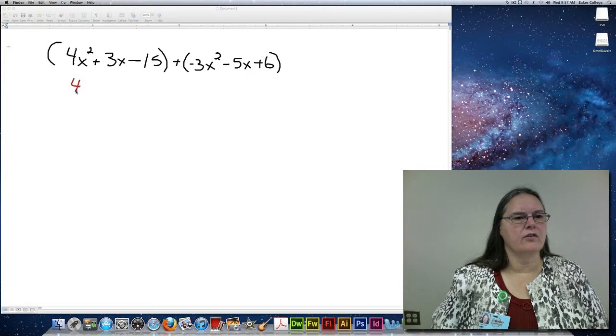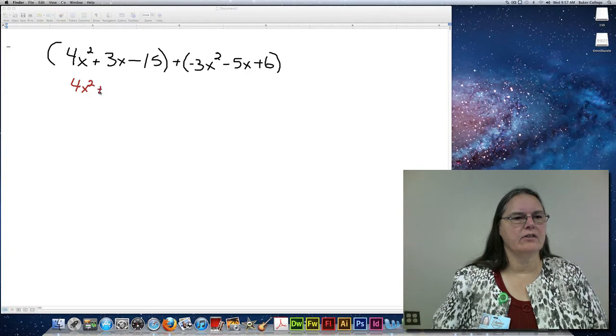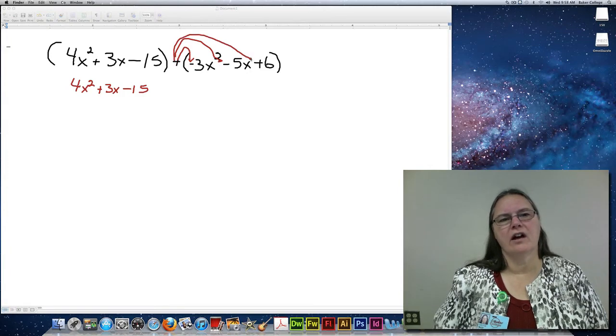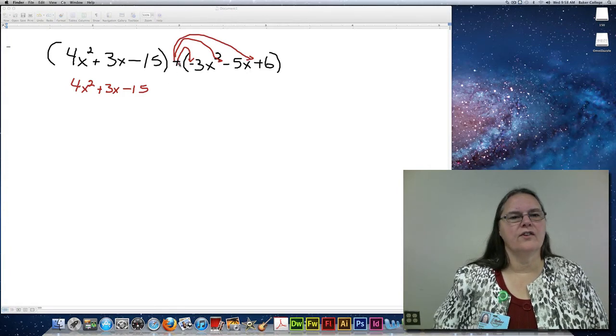So the 4x squared plus 3x minus 15. How did I get the parentheses off? Well, there's a positive out here multiplied into there. They all stay the same. The next step is I have to distribute this sign technically to each one of these signs. And I look at this as if there's a positive out here, everything stays the same. So I could rewrite it without the parentheses.